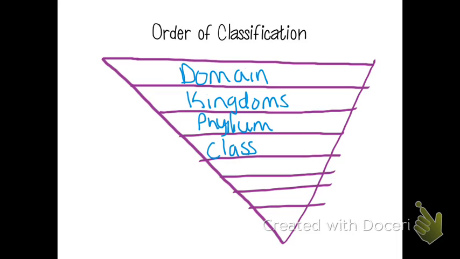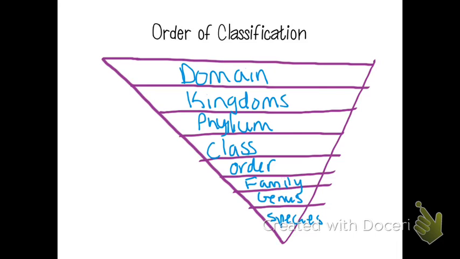It's our class. Within our classes, we find the orders. Within the orders, we get our families. Within the family, we get the genus. And within the genus, we find the specific species. Right? So you need to be able to memorize the order of this.